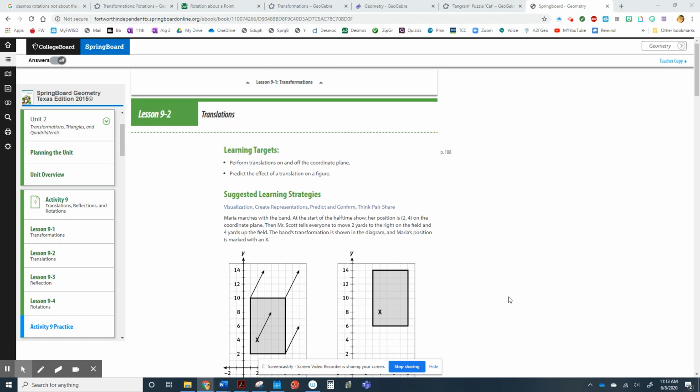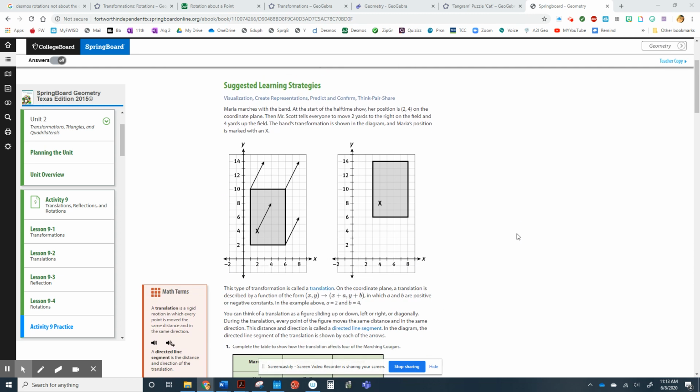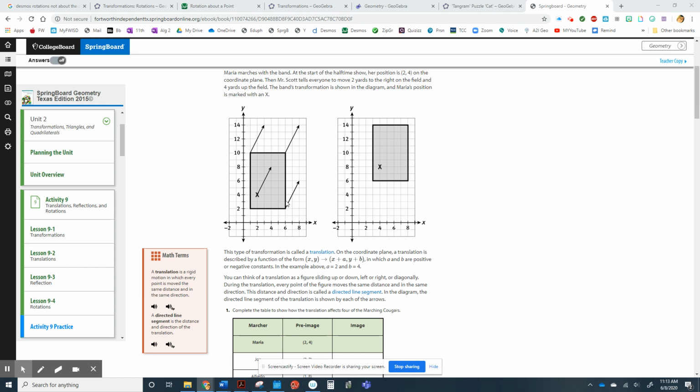For the section 9-2, we're going to do translations again. It's the exact same thing that we just did. The only difference is they throw in this little notation right here. They draw a picture, put an arrow right here. That arrow by itself can determine which direction or tell you what the translation should be.